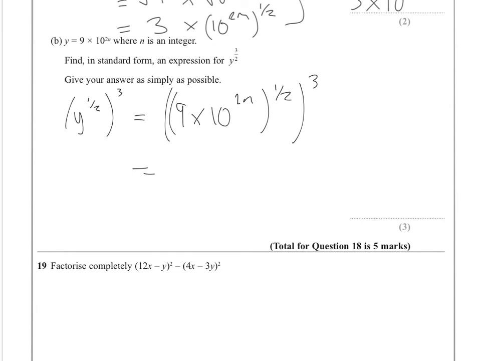Well now, if we compare with the previous question, 9 times 10 to the power of 2n, to the power of a half, or a square root, gives me 3 times 10 to the power of n, cubed. And I can now cube the parts in here, so 3 cubed, 3 times 3 is 9, times 3 again is 27, times 10 to the power of n cubed. With brackets, I multiply the powers, so 10 to the power of 3n. 27 times 10 to the power of 3n.